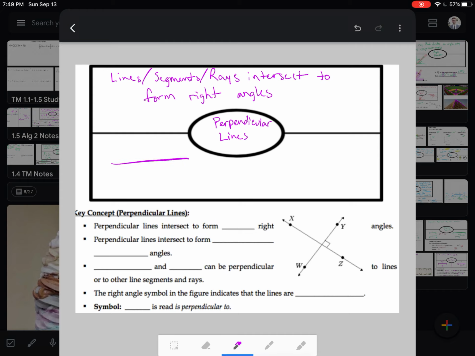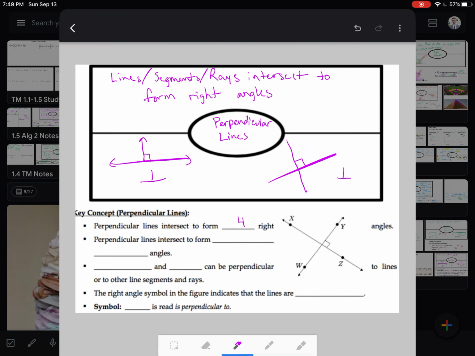So an example here, we could have a line and we could have a ray coming out of it. And as long as this is a right angle, that is perpendicular. And our symbol for perpendicular is actually that. So that is our perpendicular symbol. Another example, you could have a line like this and a line like this. And if we have a right angle, again, these would be perpendicular lines. So they actually intersect to form 4 right angles.